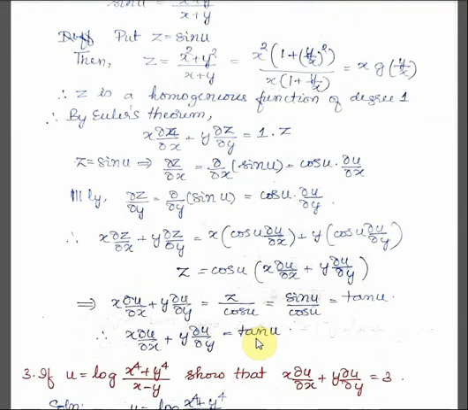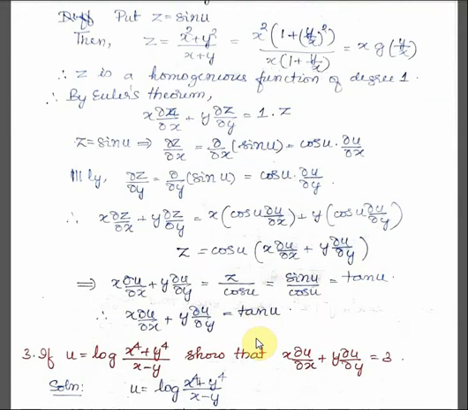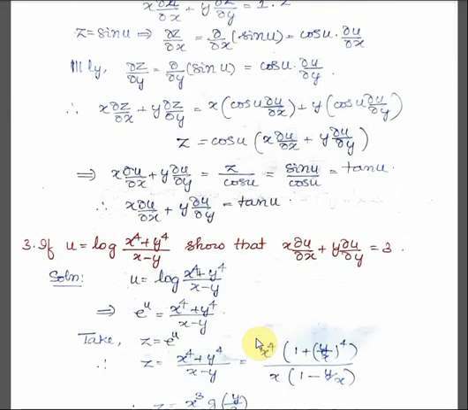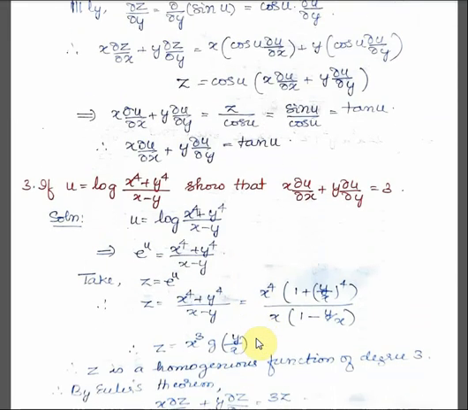So what is the idea? We have taken the function. As such, the function is not a homogeneous function, and we have used the substitution method so that I get a new homogeneous function, apply Euler's theorem, and go back to my original function.